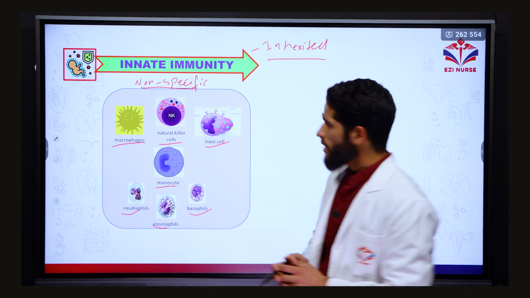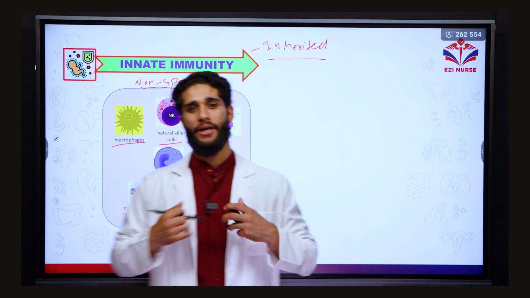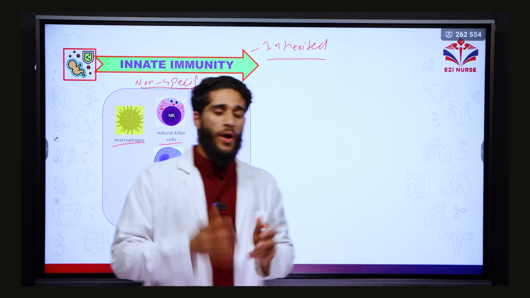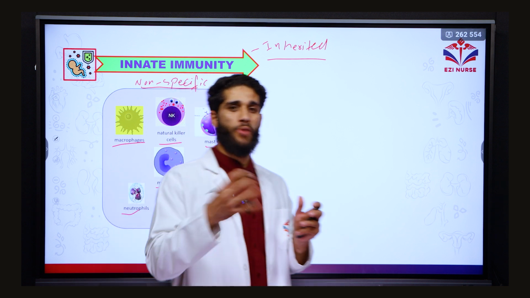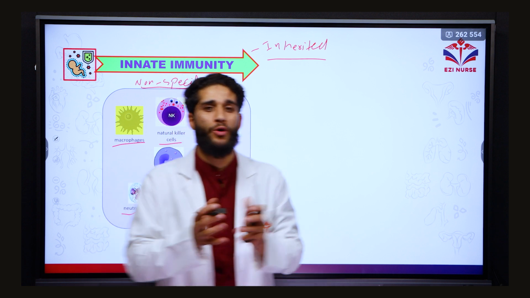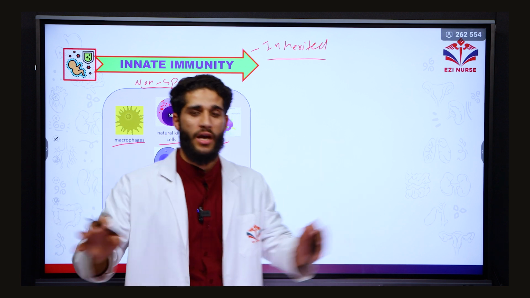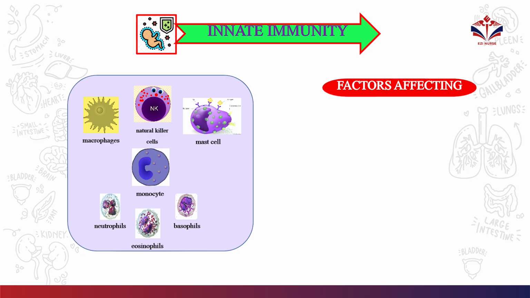Clear? Now there are some factors that are going to affect our innate immunity. So I told you it's from birth. Whenever a baby is born, he has a type of defense system. He is protecting the body from different types of pathogens by means of innate immunity. So what are all the factors that affect it? We have age. The first thing is the age.